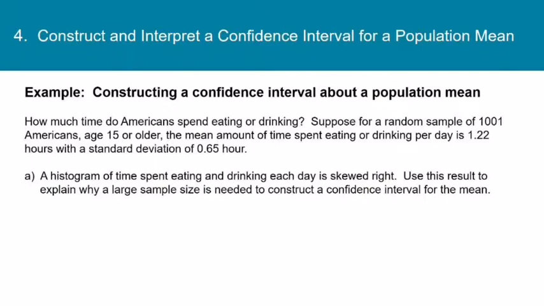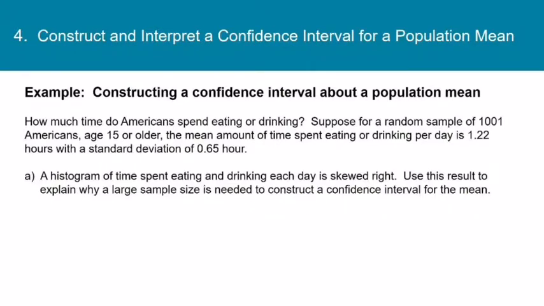So finally, here's our first example where we'll get to construct our own confidence interval. The problem says, how much time do Americans spend eating or drinking? Suppose for a random sample of 1,001 Americans aged 15 or older, the mean amount of time spent eating or drinking per day is 1.22 hours with a standard deviation of 0.65 hour. A histogram of time spent eating and drinking each day is skewed right. Use this result to explain why a large sample size is needed to construct a confidence interval for the mean.